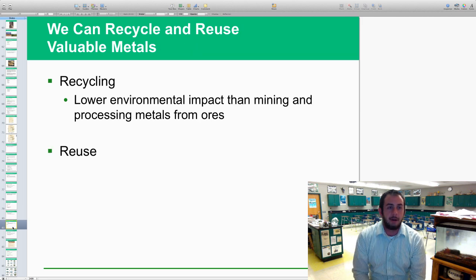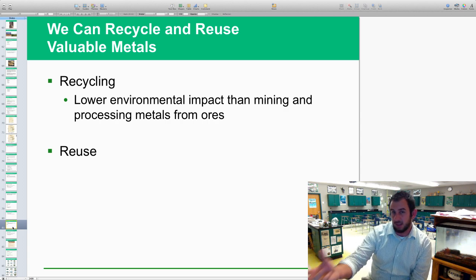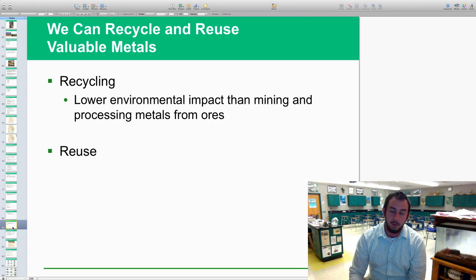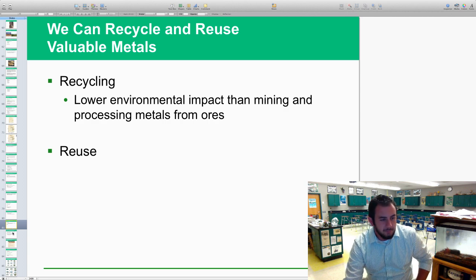We can recycle, which has a lower environmental impact than mining, because you're already taking what you've already mined and using it again. Reusing is kind of just keeping the same parts and using them again.